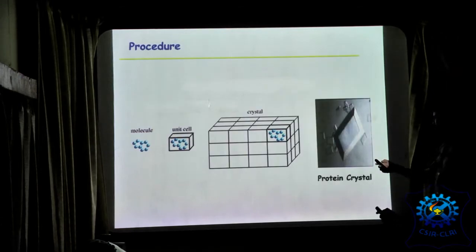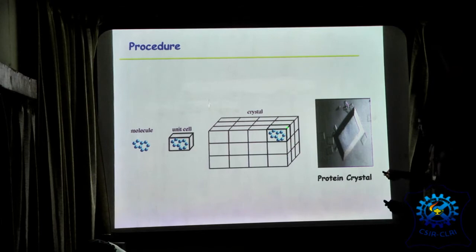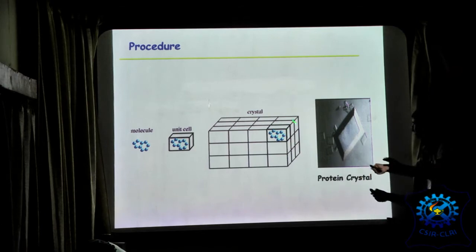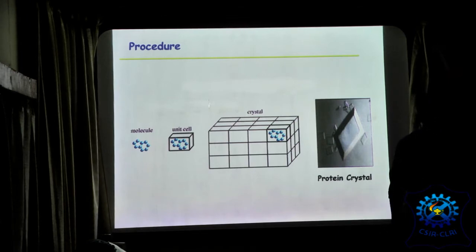A molecule is arranged in a particular fashion, which is called the unit cell, which is multiplied into a bigger crystal. So in a crystal, there could be 1 lakh compounds, but all 1 lakh are Gunasekaran only. Or 1 lakh glucose only. So that's what the crystal is.